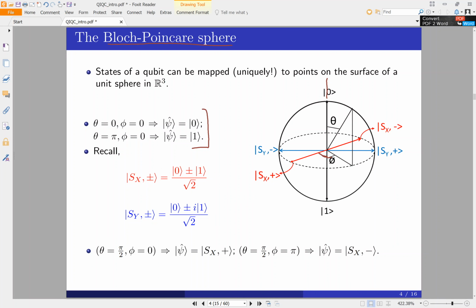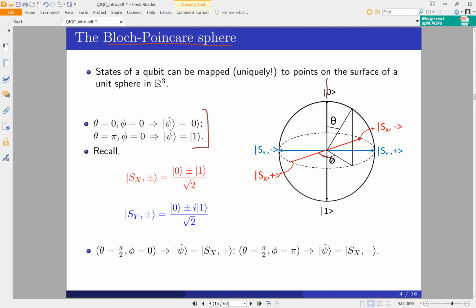Alright, so now where are the states ket 0 and ket 1? Well, when theta is 0, you are essentially at the north pole, at the point where the z-axis intersects the surface of this unit sphere. So the state at the top out here is obviously the state ket 0, and when theta is pi, you can see that the state you get is ket 1. Recall that ket 0 and ket 1 for us are the eigenstates of the sigma z or the Sz operator. We have also written down the eigenstates of the Sx and the Sy operators. So let's try to identify those points on the sphere now.